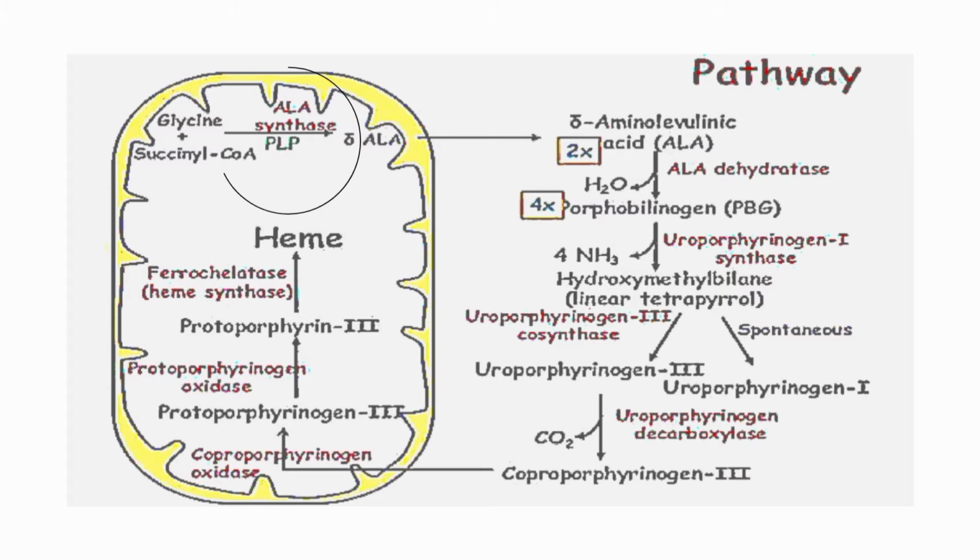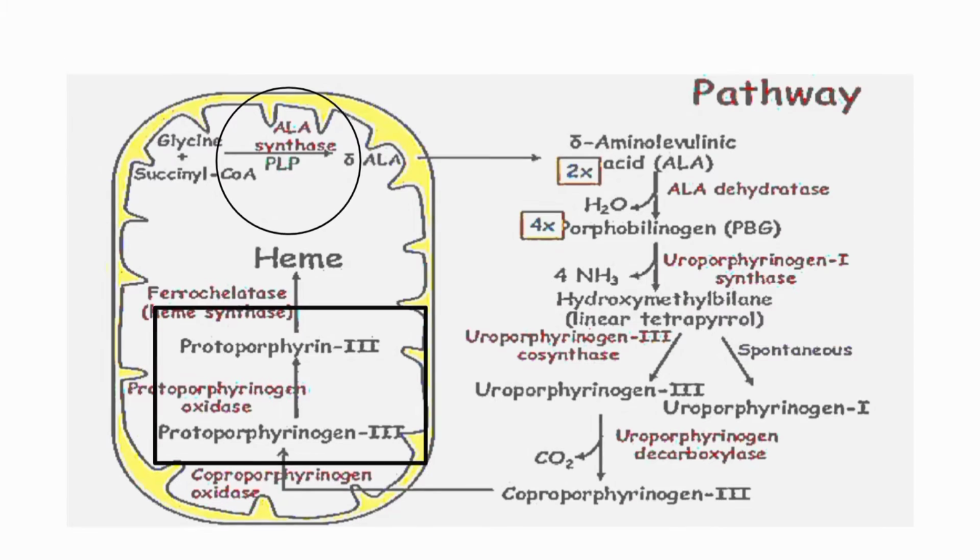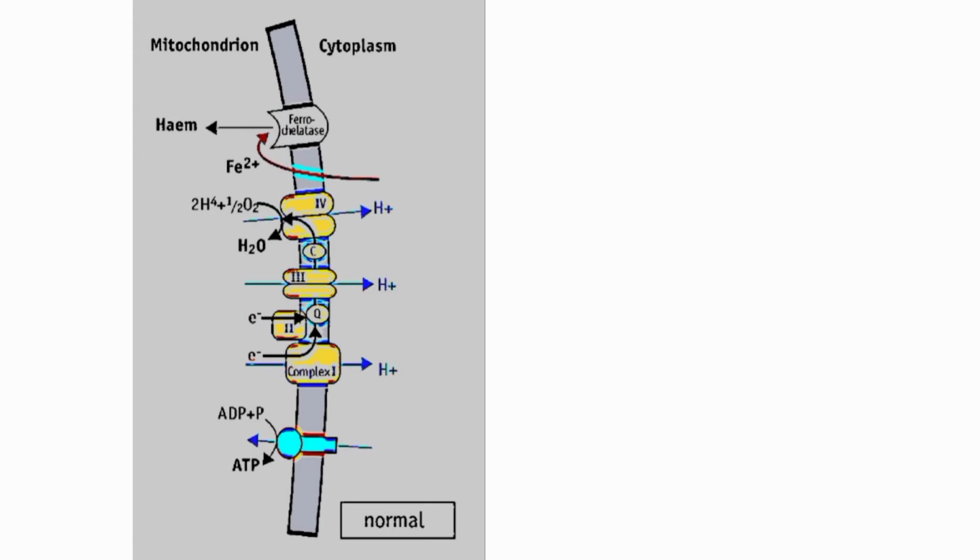This is synthesized by the enzyme ALA synthase, also called aminolevulinic acid synthase. A defect in this leads to accumulation of protoporphyrin, which has a pyrrole ring in itself. But how does Fe3+ iron deposit?